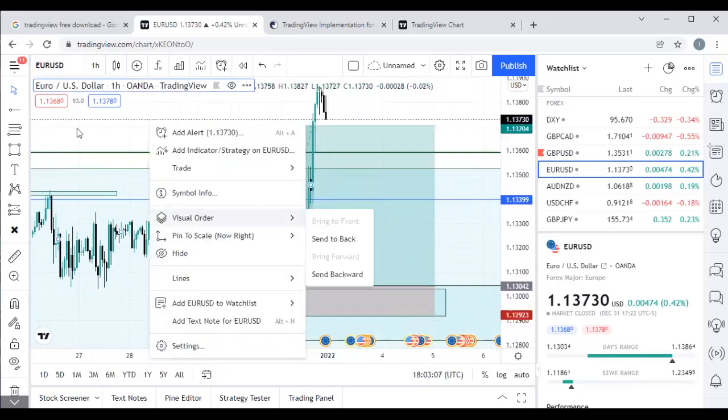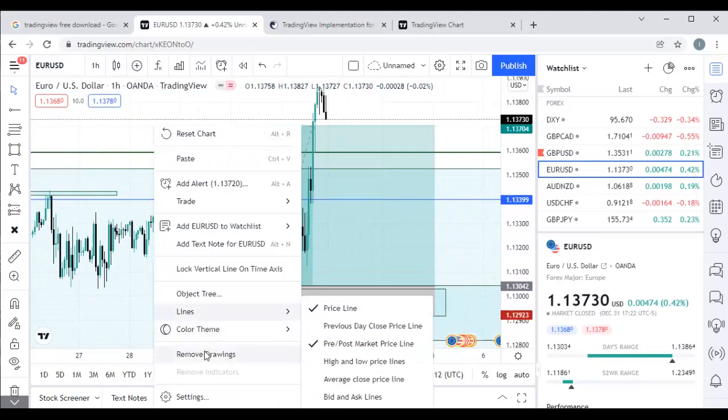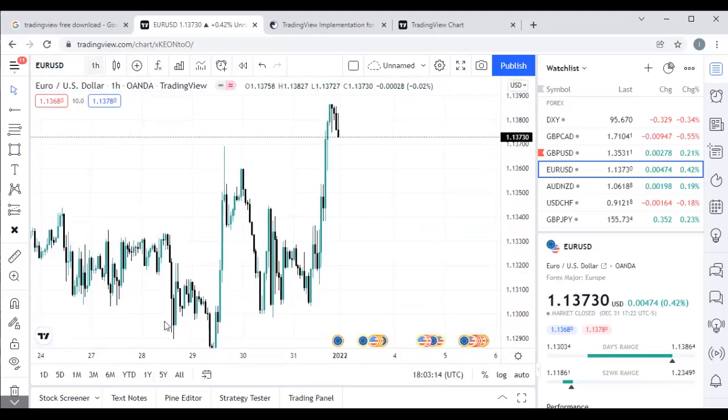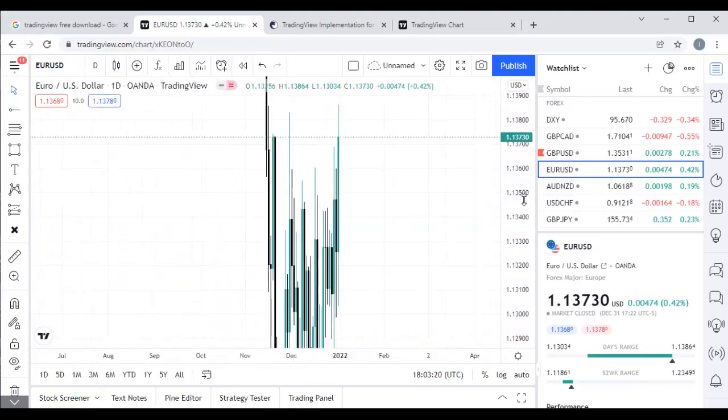But I just wanted to show you guys how I took the trade. Right, so I'm going to remove this. All right, so what I actually want to talk about today is price direction. I want to talk about price direction in the market.